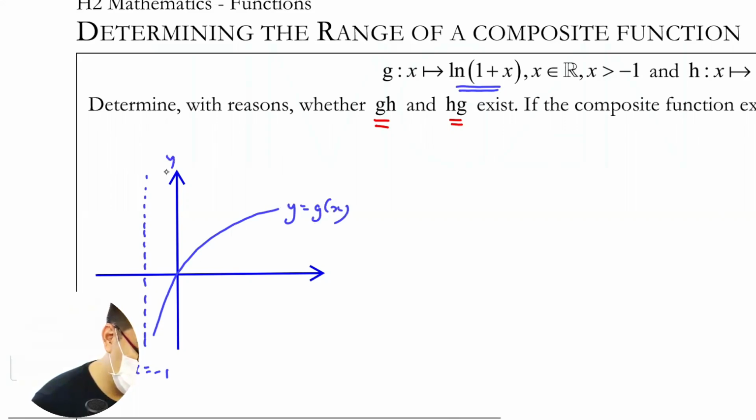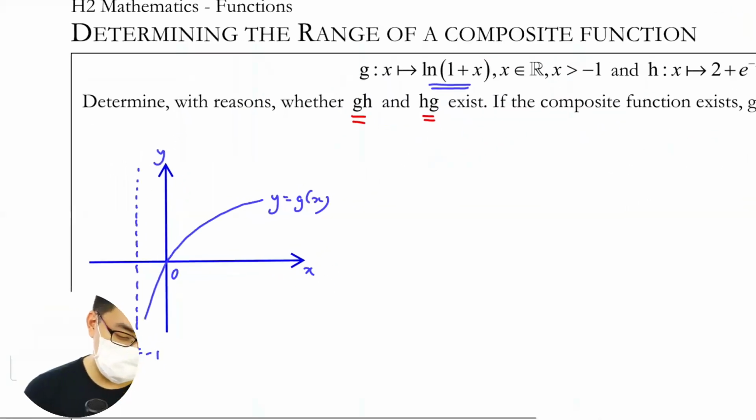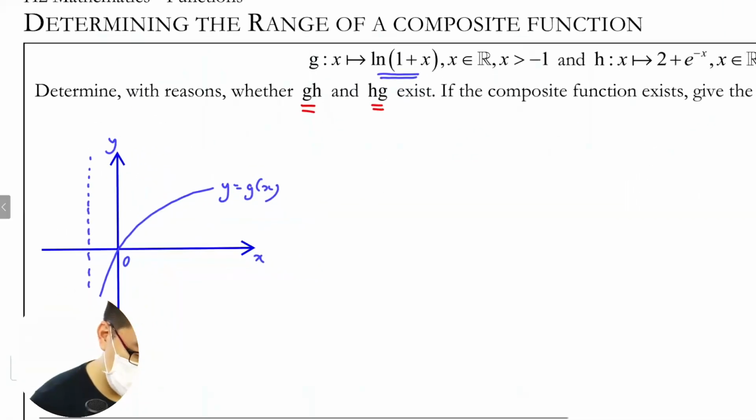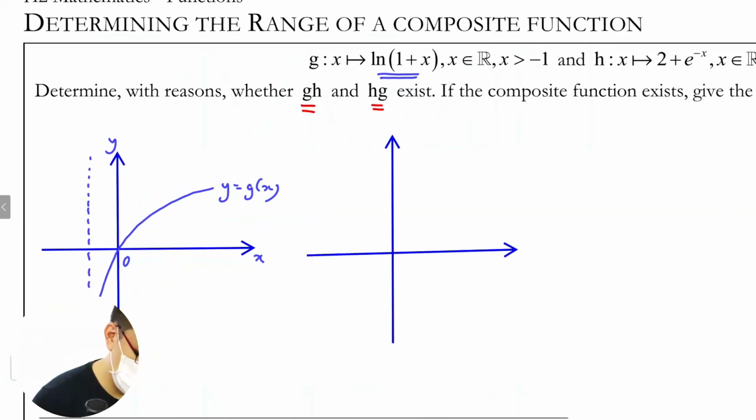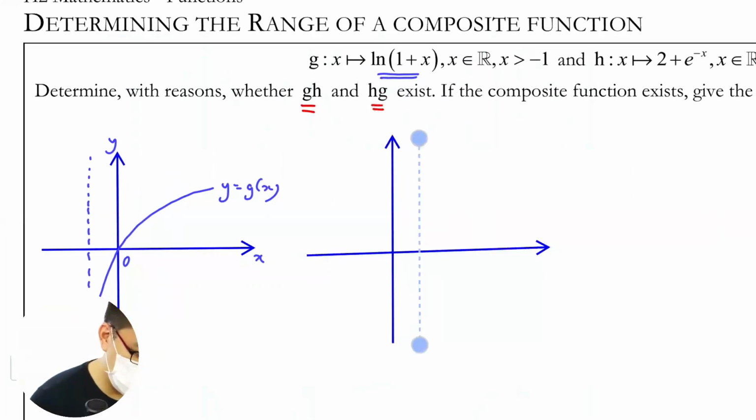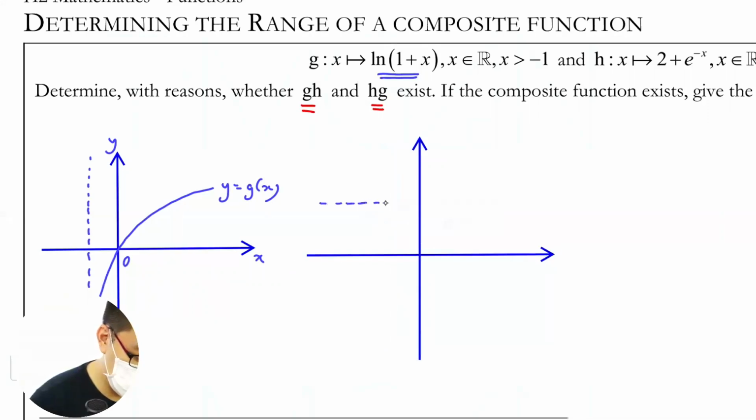So this is y, this is 0, and this is x. Okay, this is the graph here that we're looking at. H(x) would be... graph is very important here. So we're going to look at this. This one here will be y equals to 2. And this is y, x.